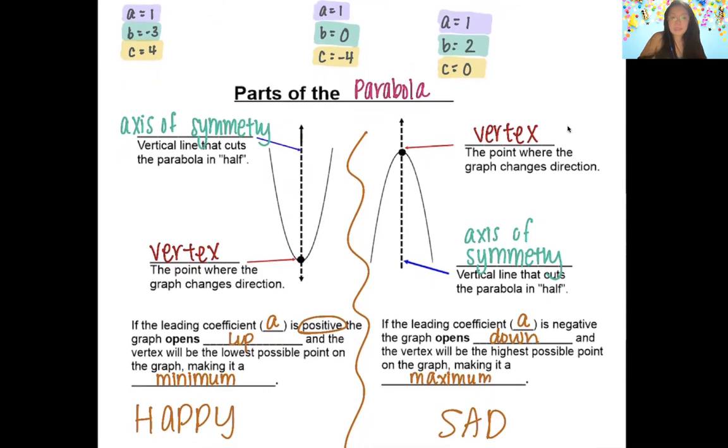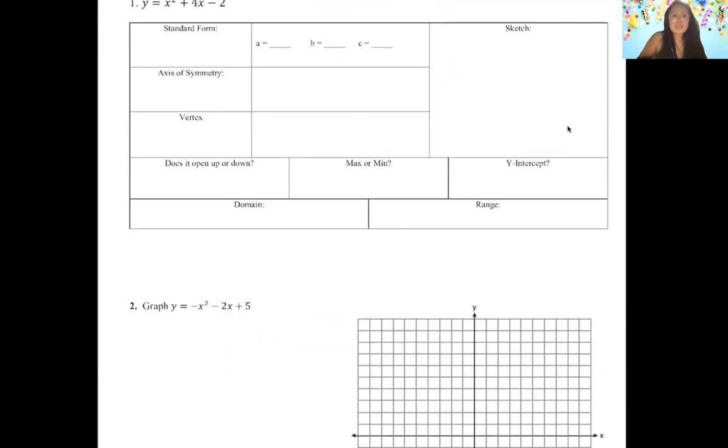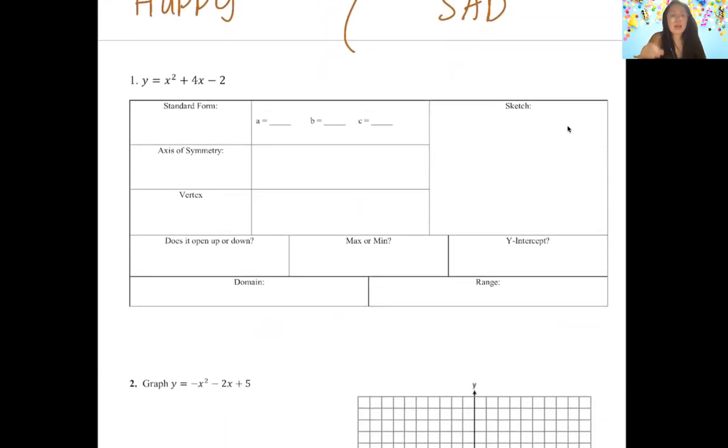Let's go ahead and practice working with these. The next thing we did was we tried to find the different parts of our parabola. So first, let's take a look at the example, see if you can identify A, B, and C from our equation.